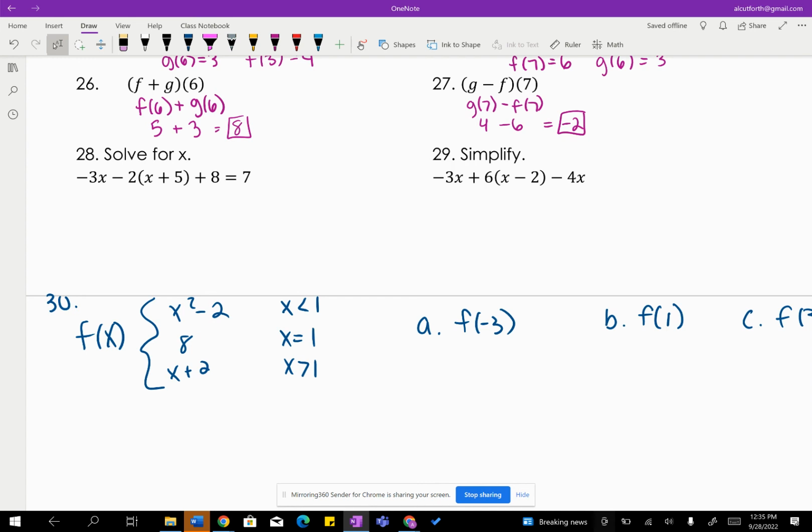All right, I'm going to work through 28, so check yourselves. The very first thing we should do is distribute the -2. Remember, the negative has to go with the 2. So -3x minus 2x minus 10 plus 8 is what you should have after distributing. Then we combine like terms. -3x and -2x, that's going to be -3 minus 2, so that's going to be -5x. -10 and 8 become -2.